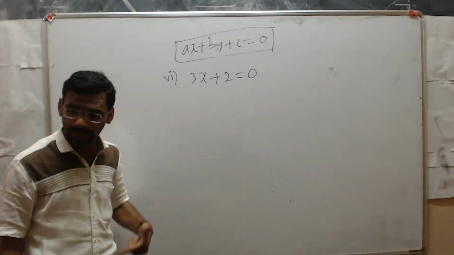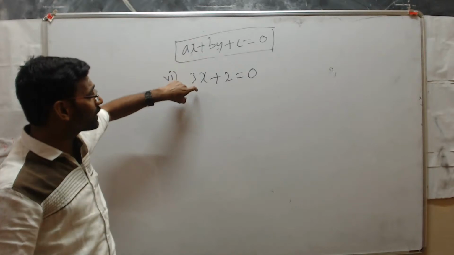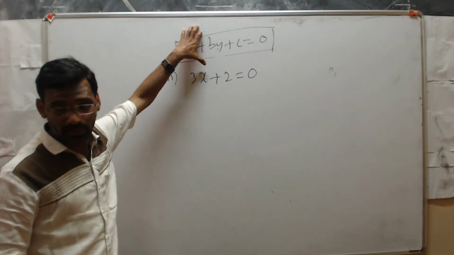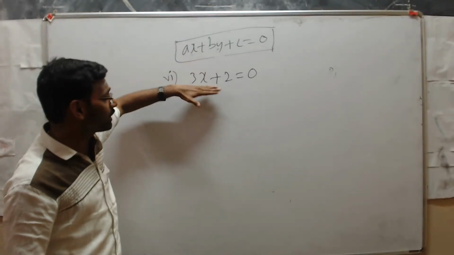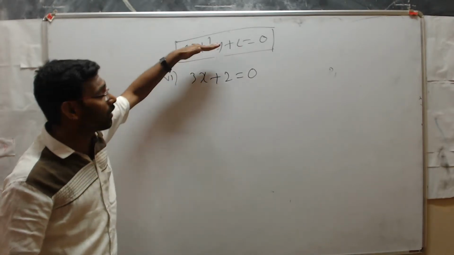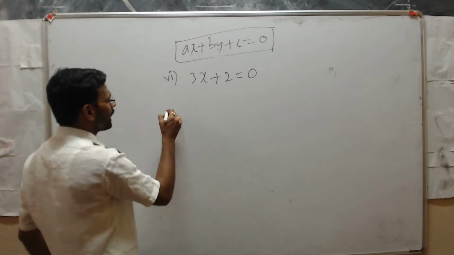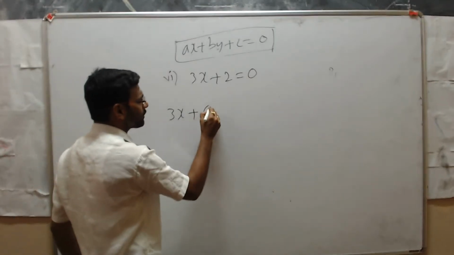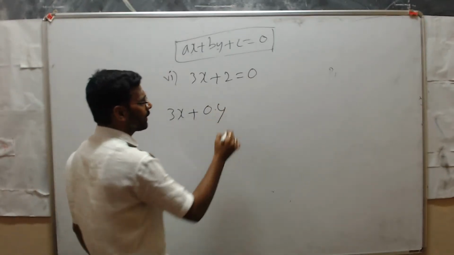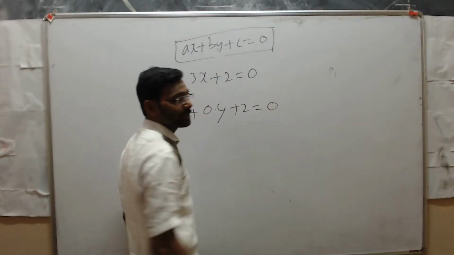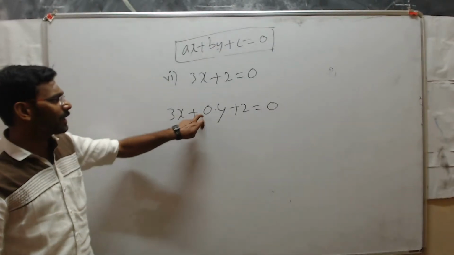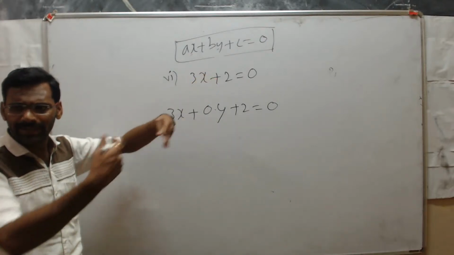Yes, it is one variable, but we have to convert this form first into this format. Then we have 3x. There is no y term, which means we should consider it like this: 0 into y plus 2 is equal to 0. Now 0 into y is 0y; 0 anything is irrelevant.